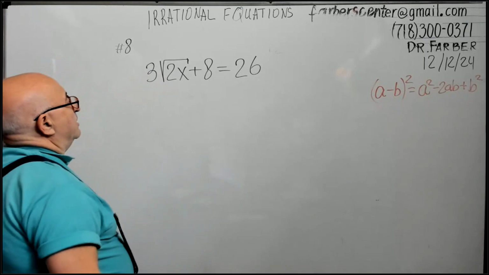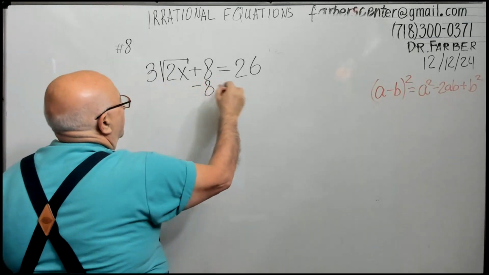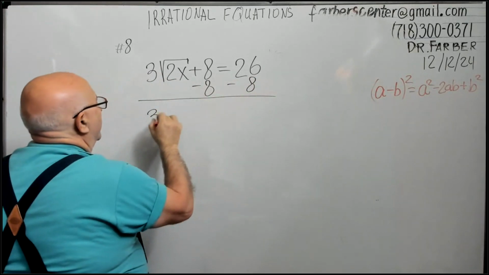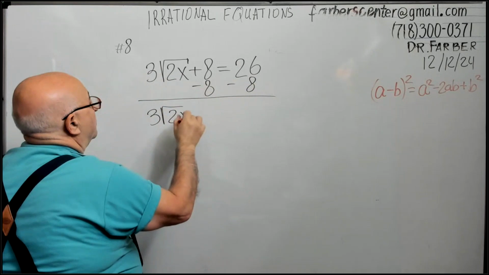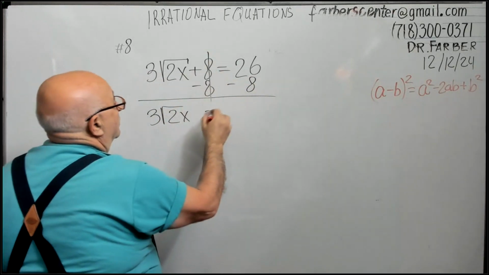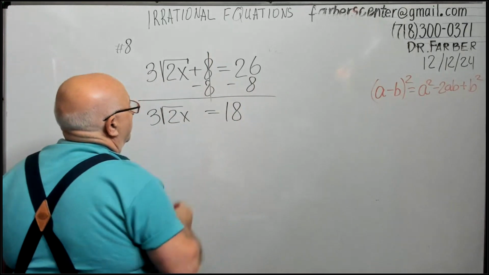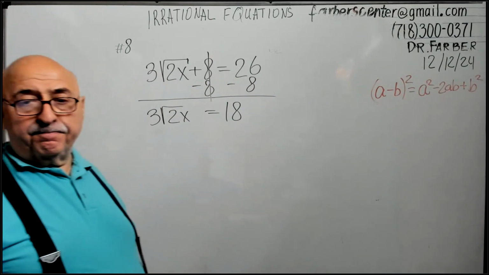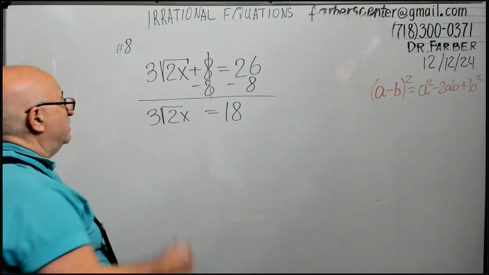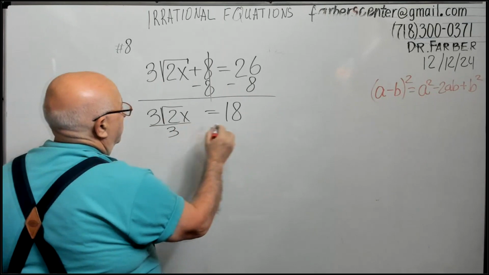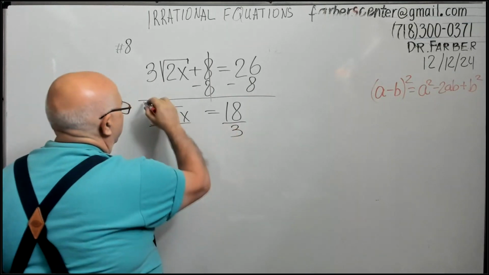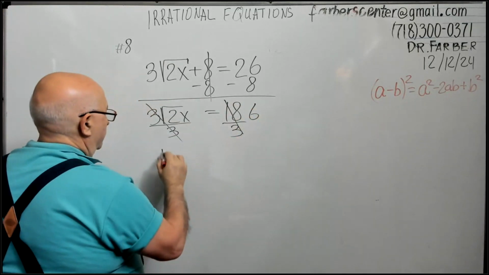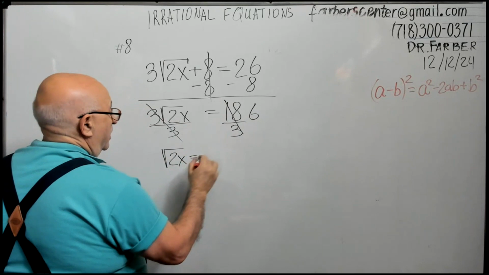Step number 1, isolate the radical. Three square root of 2x equals 18. Any questions so far? Now you can simplify, divide by 3 both parts. I have square root of 2x equals 6.